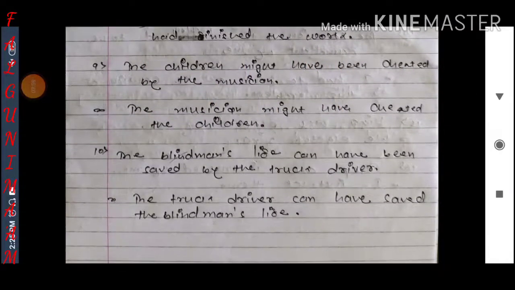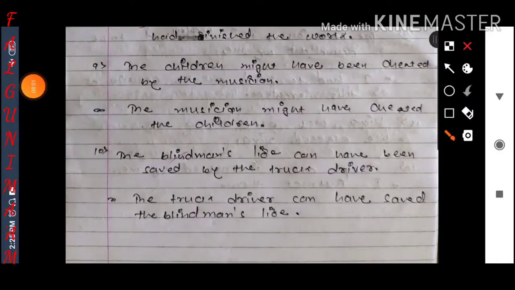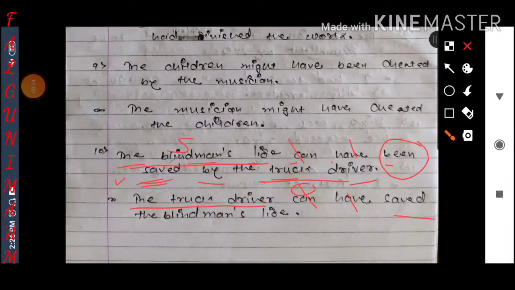In 10th one, the blind man's life can have been saved by the truck driver. Now the blind man's life is subject, saved verb, and the truck driver is object. Now your object take place of subject. So truck driver, can remain can, have remain have, but been removed. Saved remain saved. Now your subject take place of object, the blind man's life. The truck driver can have saved the blind man's life.